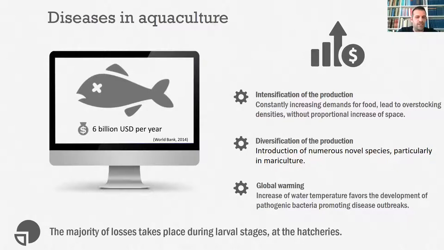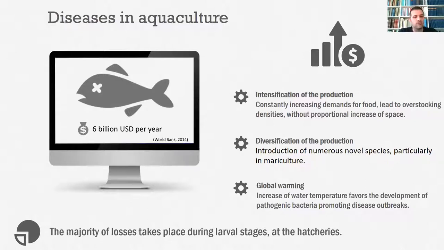The second thing is the diversification of the production, and that applies mainly and particularly to mariculture, where we have a lot of new species introduced in the aquaculture process. And last, global warming, which has led to an increase of water temperature and favors the development of pathogenic bacteria in areas where they were not previously reported.